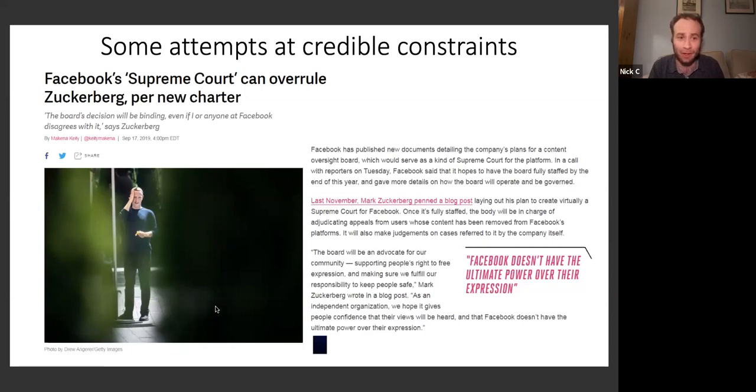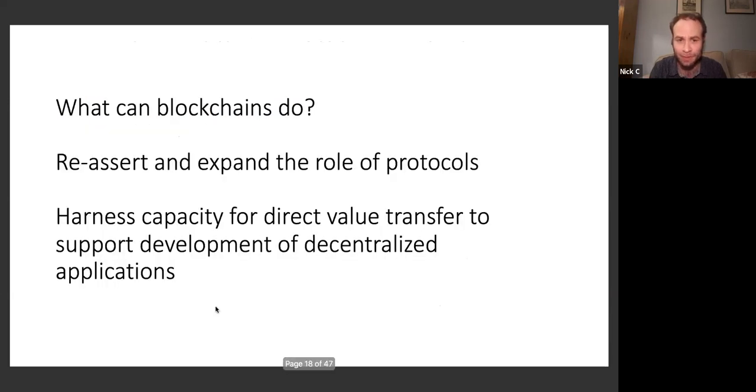It's hard to know whether a Supreme Court within a private company can really be credible, because of course there's nothing really stopping it from being abolished if it fails. It hasn't got the US Marshals or some equivalent to protect it. You can see that they're trying to think innovatively about how to solve some of these problems.